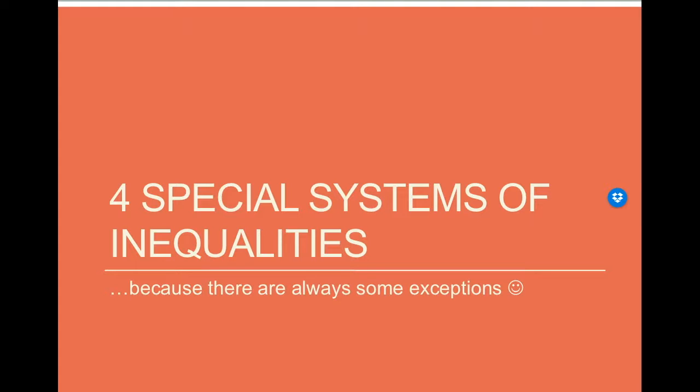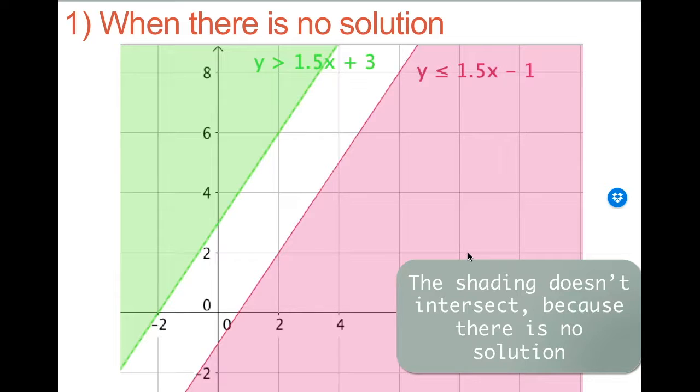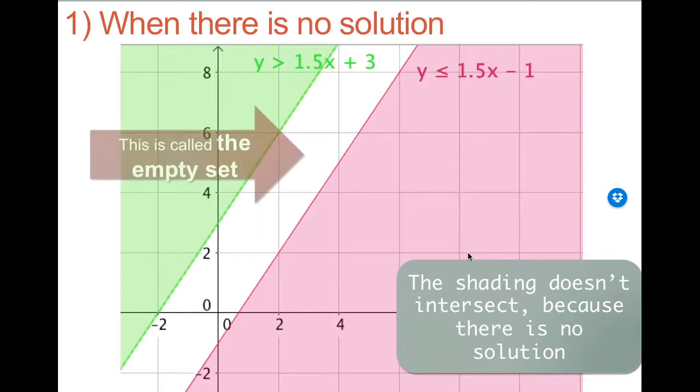Finally, we have some special systems of inequalities because there's always some exception in a chapter. The first exception, when there is no solution. Say you're given 2 inequalities and you graph them. Notice that they are not intersecting at all. Notice also that their slopes are the same. So we got 2 parallel lines. There is no solution, so the shading doesn't intersect because there's no solution.